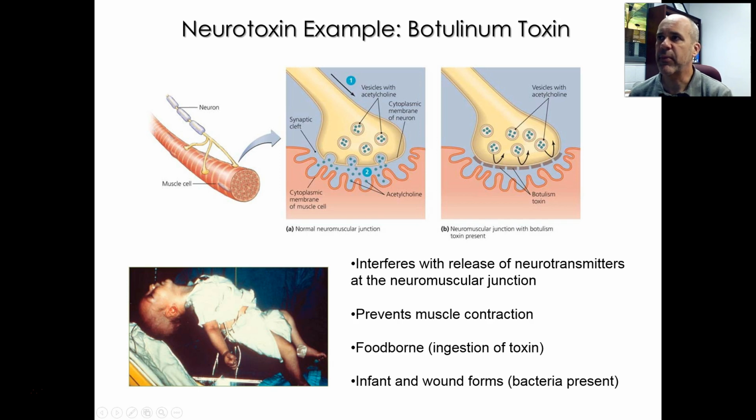All right, and another example of a neurotoxin. We just talked about Clostridium tetani and that tetanospasmin toxin that causes your skeletal muscles to lock into a contracted state. Kind of an opposite effect occurs with botulism toxin or botulinum toxin, or Botox. That's what we hear this called pretty routinely these days. This is made by Clostridium botulinum bacteria.